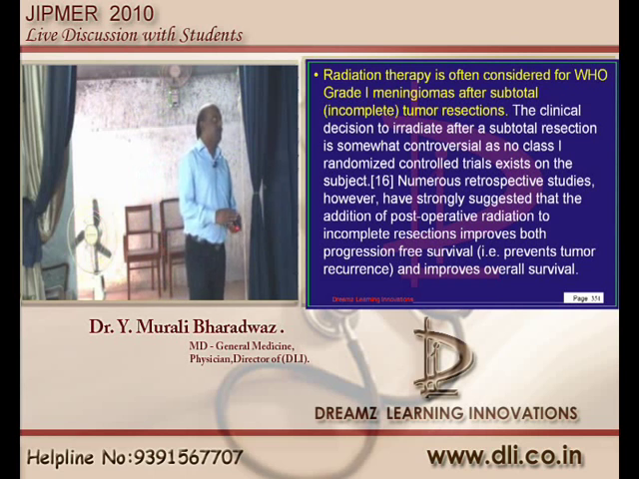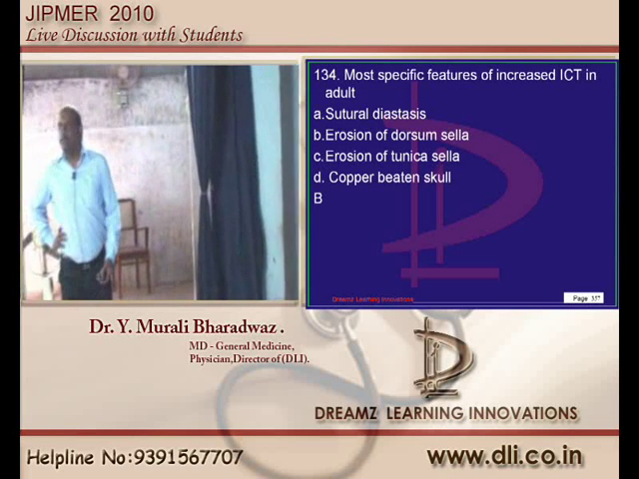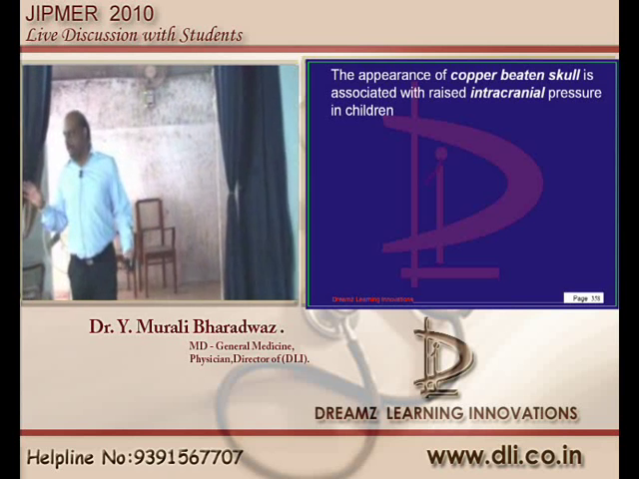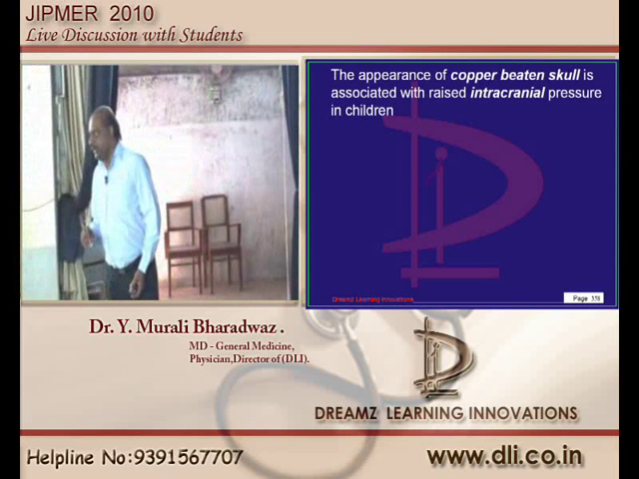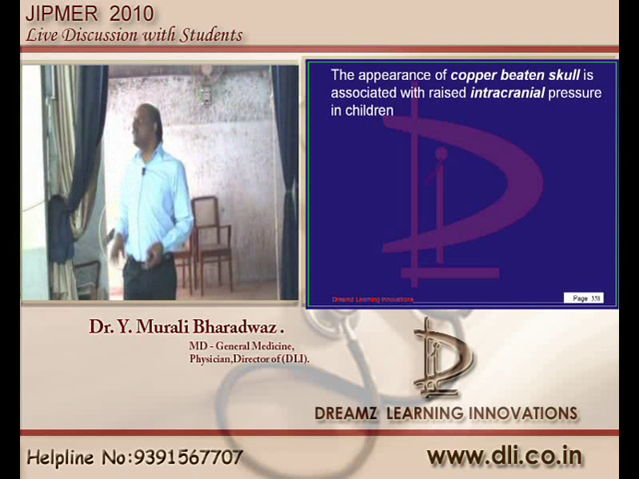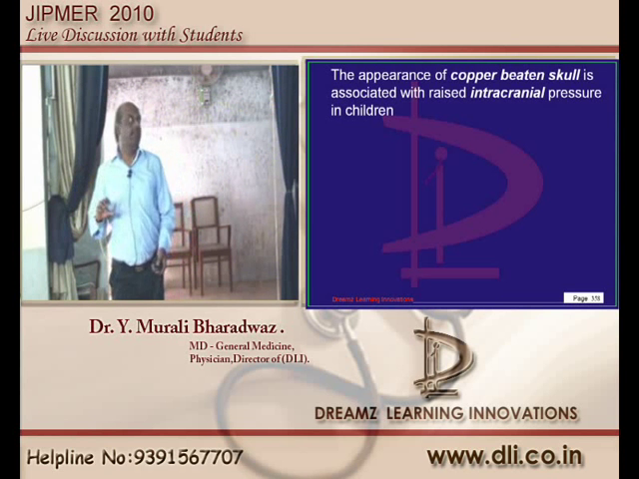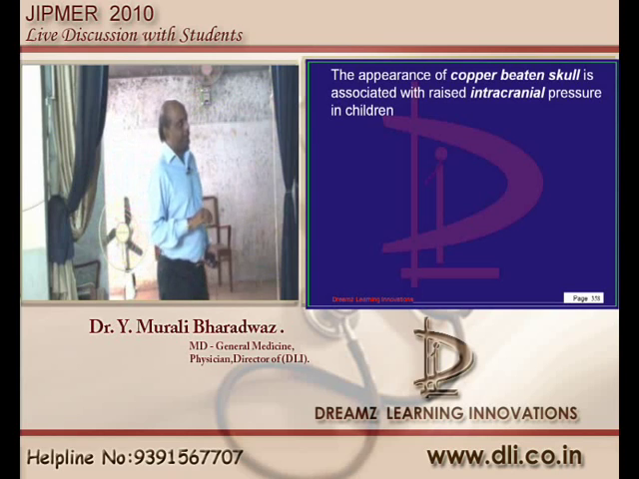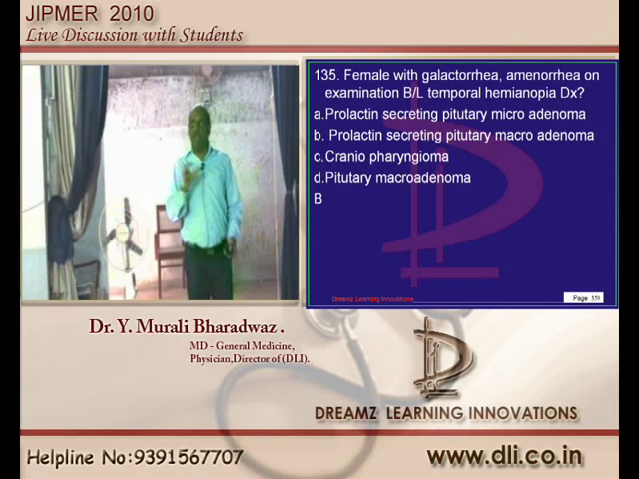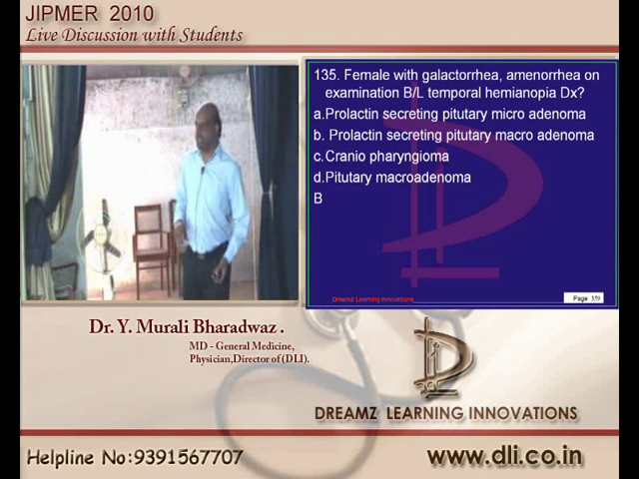Now what is a very specific feature of increased intracranial tension in adults? Basically, copper beaten appearance and sutural diastasis is what you find in pediatrics, not in adults. So sella turcica erosion is a feature. If the sutures have already fused in adults, one of the signs of prolonged intracranial tension is what needs to be remembered. Now there is a bitemporal hemianopia with galactorrhea, amenorrhea, then what is the most likely diagnosis in this case?